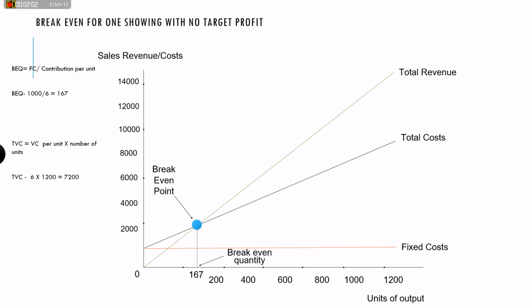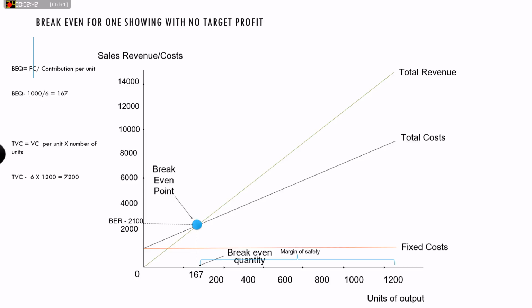Therefore our break-even point, or our break-even quantity, is 167 tickets, and our margin of safety is between 167 and 1,200. Therefore our margin of safety is quite large. So to find our break-even quantity, we can use the formula for fixed costs divided by contribution per unit. So 1,000 divided by 6 is equal to 167. That's our break-even quantity, as we've determined that from the graph as well.